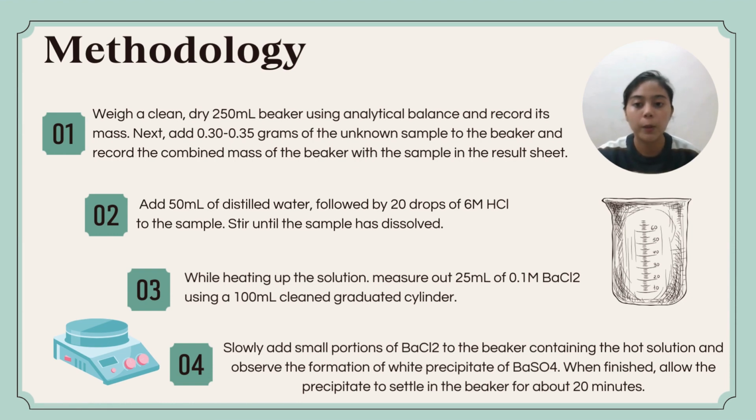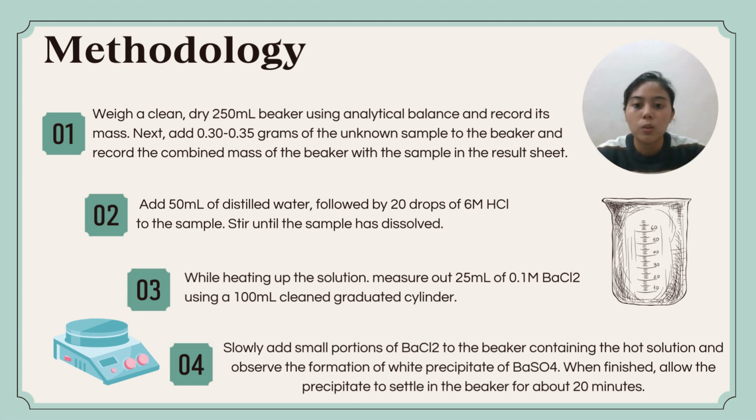In this part, I'm going to explain the methodology or procedure. First, weigh a clean, dry 250 ml beaker using an analytical balance and record its mass. Next, add 0.30 to 0.35 grams of the unknown sample to the beaker and record the combined mass of the beaker with the sample in the result sheet.